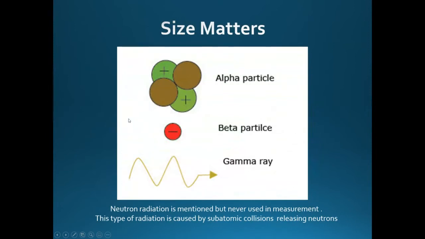Okay, size matters. Alpha particles are larger, beta particles smaller. Gamma rays are even smaller, I guess, in comparative relationships here. In the ILM, they also mentioned, just like in the previous ILM, a bunch of different types of radiation. But the main one we're concerned with, again, is the gamma radiation, because that's the one we use mostly in measurements.